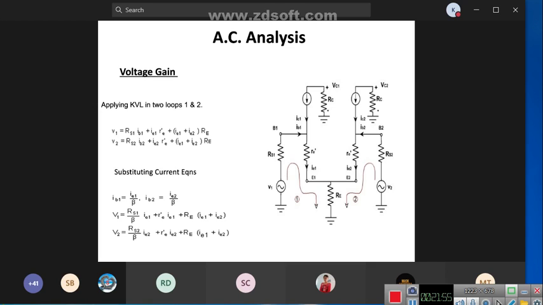So in the AC analysis, we are applying the KVL to the two loops, the first loop and second loop. Then we are substituting the current equations IB1 and IB2.